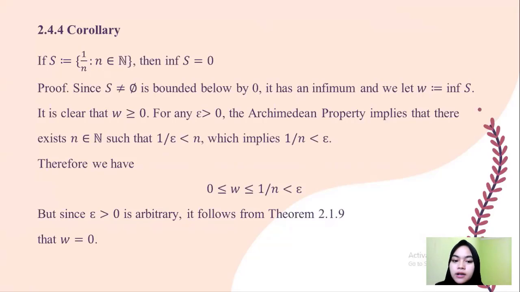For any epsilon greater than 0, the Archimedean property implies that there exists an n in the natural numbers such that 1 over epsilon is less than n, which implies 1 over n is less than epsilon. Therefore, we have 0 is less than or equal to w, which is less than or equal to 1 over n, which is less than epsilon. But since epsilon greater than 0 is arbitrary, it follows from Theorem 2.1.9 that w is equal to 0.